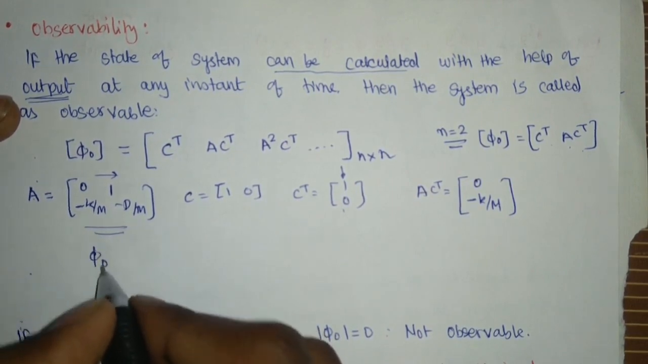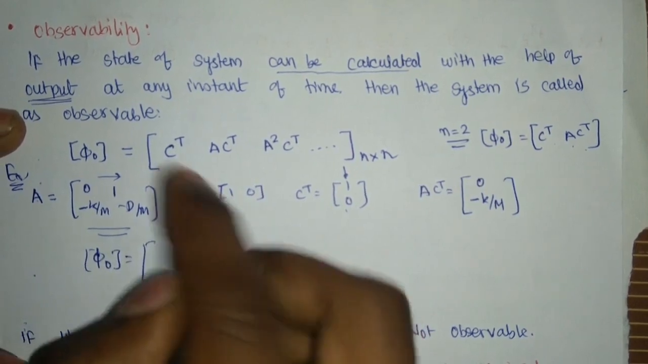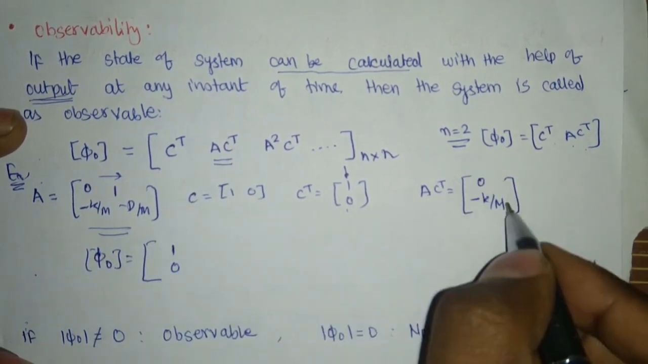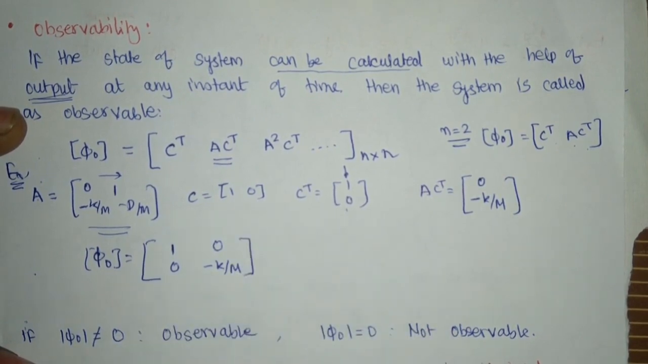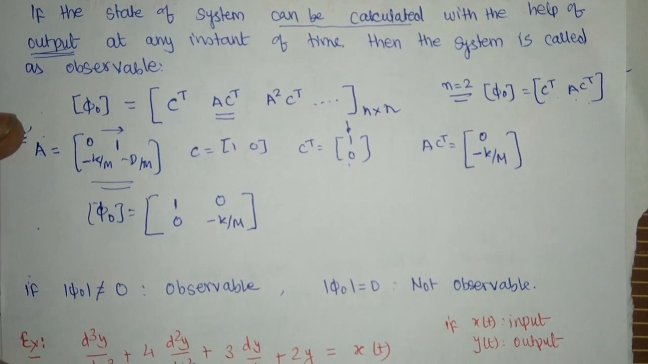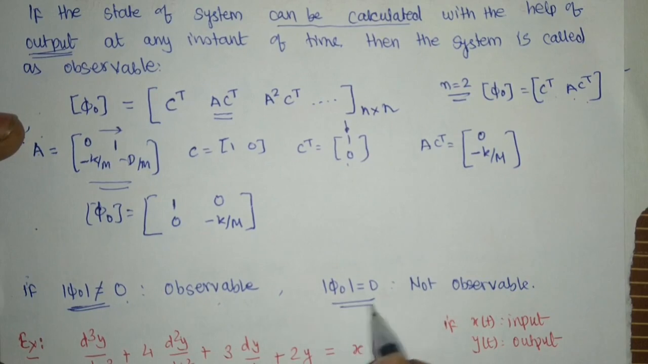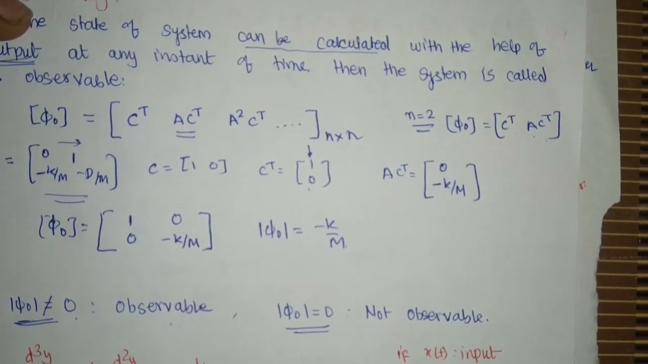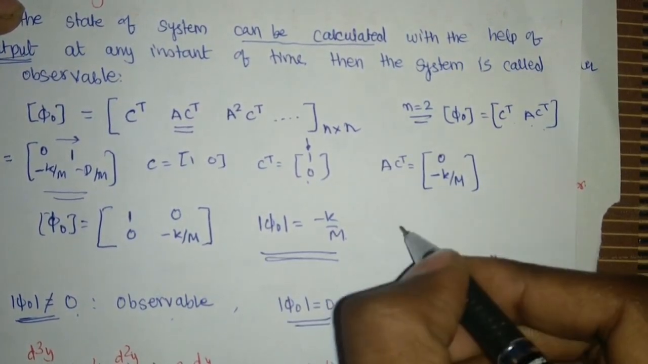Now what will be my phi observability? This is for the same example that we had. The observability matrix is going to be equal to C transpose first, which is 1 0, then in our next row it is going to be this matrix, that is 0 minus k by m. Now, in order to establish whether it is observable or not, we say if the determinant is non-zero, then it will be observable. If the determinant is 0, then it will not be observable. You have to remember the conditions very specifically here. When we calculate the determinant of this particular matrix, it is a non-zero value, minus k by m, which means my system is observable.